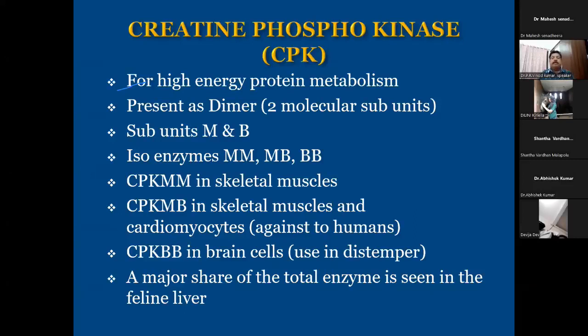The major share of the total enzyme is in the feline liver. Coming to the feline liver, if we take the total CPK, to a certain extent it can be considered as liver specific. In the dog, total CPK is not at all a good procedure. If we take the total CPK, it gives no idea. In human beings and the dog, we should take the CPK isoenzymes, like CPK-MM or BB or CPK-MB. And CPK-MB is most important in human beings. And CPK-BB is found only in the brain.